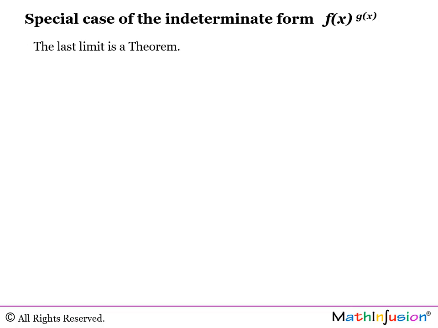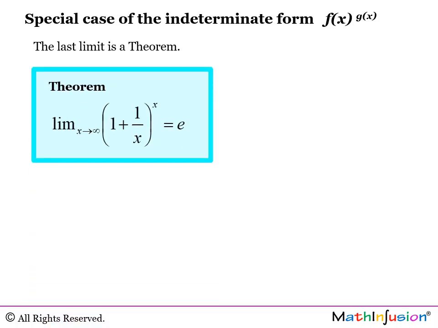The last limit is actually a theorem, and it's also one of the definitions of the number e. So here is a theorem. You would probably like to memorize that. The limit of (1 plus 1 over x) to the power of x when x approaches infinity equals e. The matching theorem, which is exactly equivalent to this, is that the limit of (1 plus x) to the power of 1 over x when x approaches 0 from the right equals e.